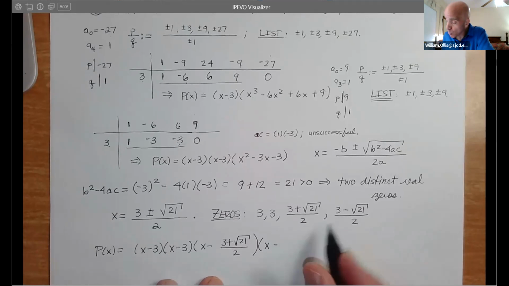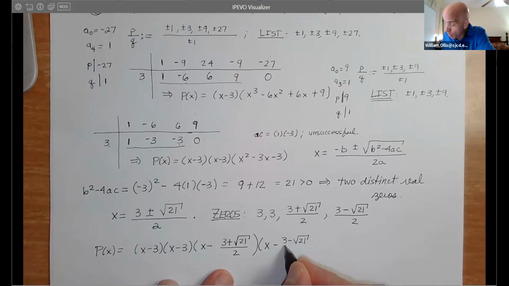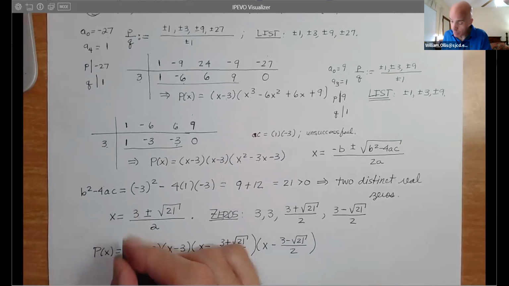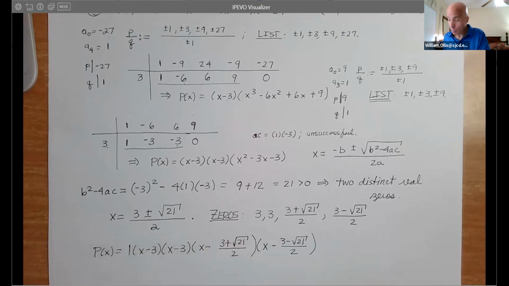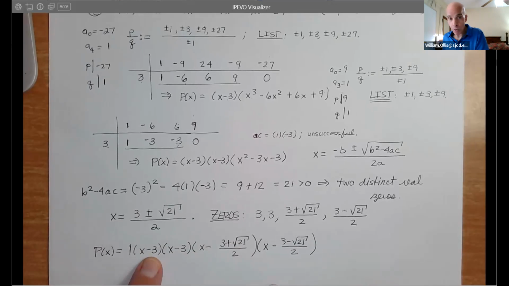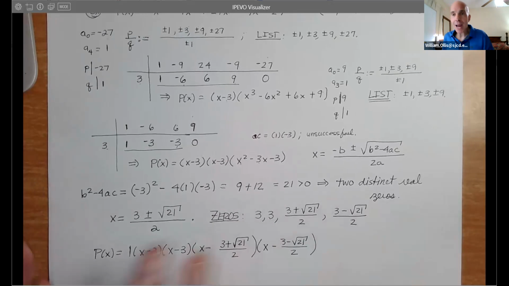And so our last one here will be 3 minus square root 21 over 2. So now notice, the 1 is just hanging out right here. We have x minus c1, x minus c2, x minus c3, and x minus c1. So this will give you practice with the complete factorization, which you can do throughout these sections.